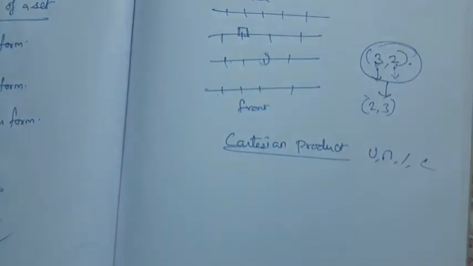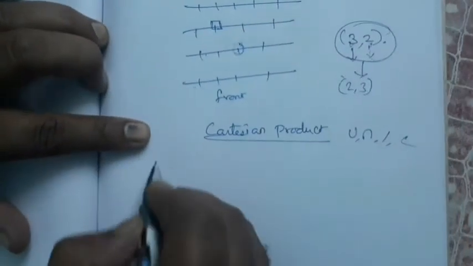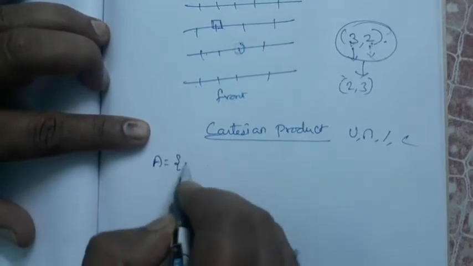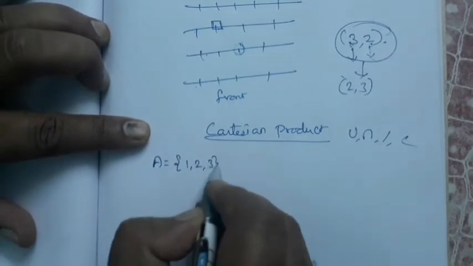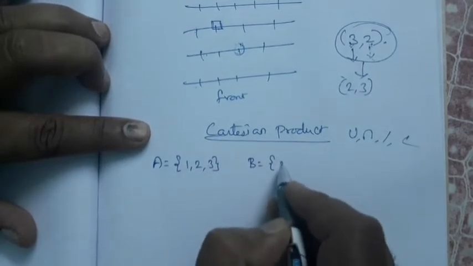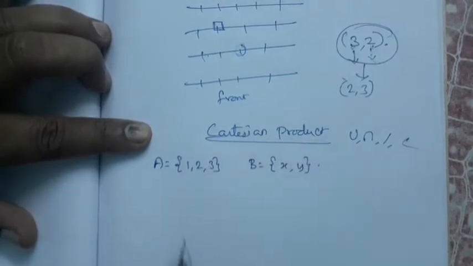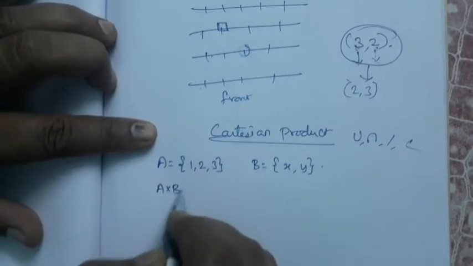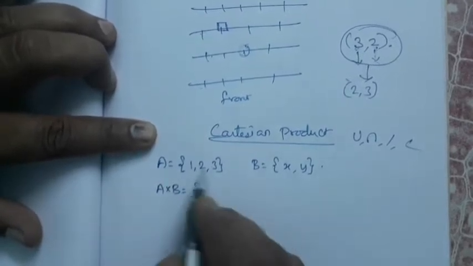So this Cartesian product is also a method to find out a new set. That's nothing but a multiplication of two sets. Clear? So let me show you how. Let me take set A equal to {1, 2, 3} and set B equal to {x, y}. Now I am going to multiply these two sets, A cross B.